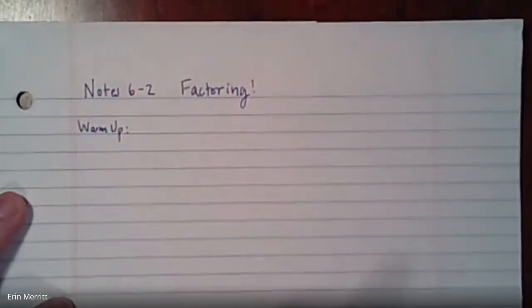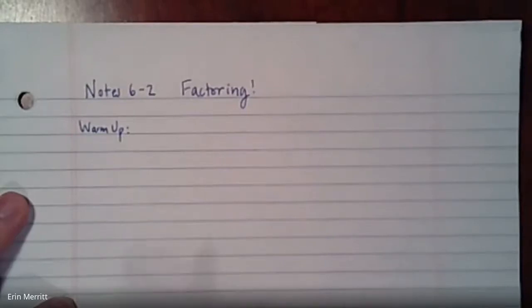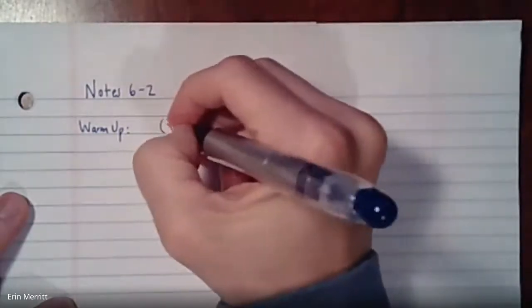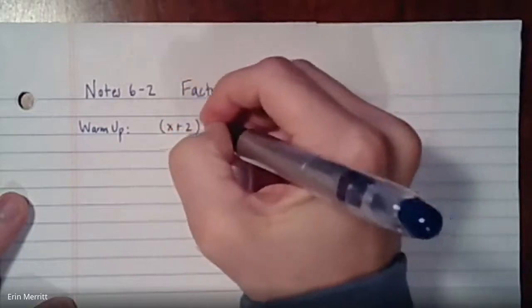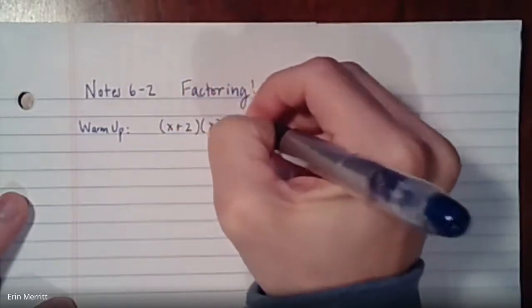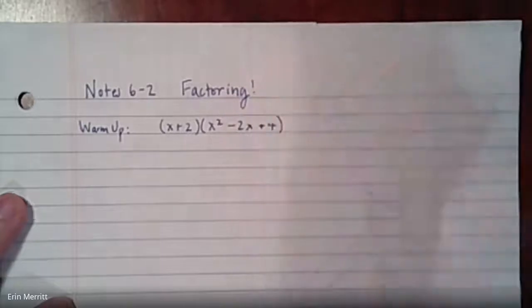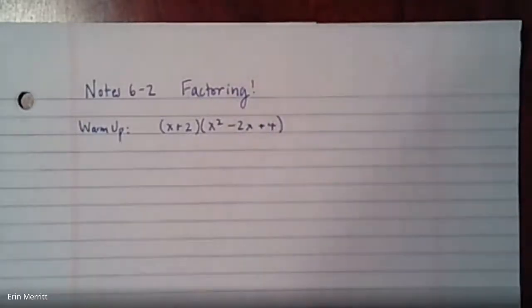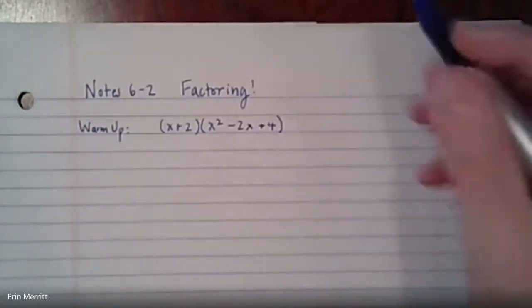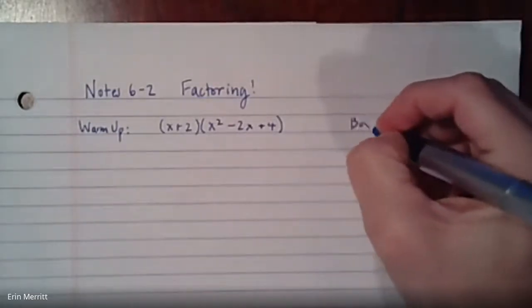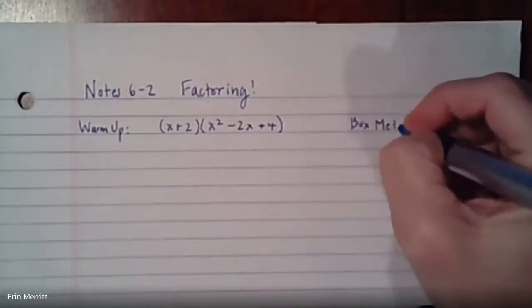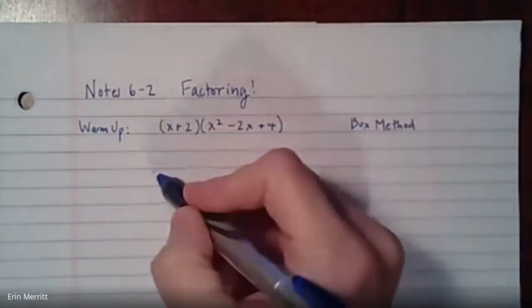All right, let's start with a warm-up of multiplying to kind of remind ourselves how we work one direction before we work the other. So if I ask you to multiply this out, x plus 2 and then times x squared minus 2x plus 4. All right, way back in unit 1, we know how to multiply all this out using box method typically. It's basically a fancy old way to double distribute. But I think it's a good way to do it.